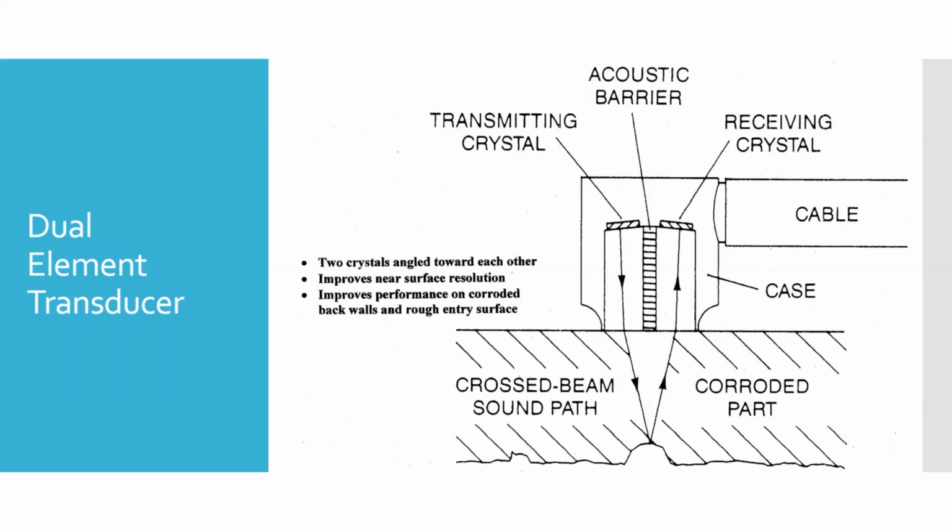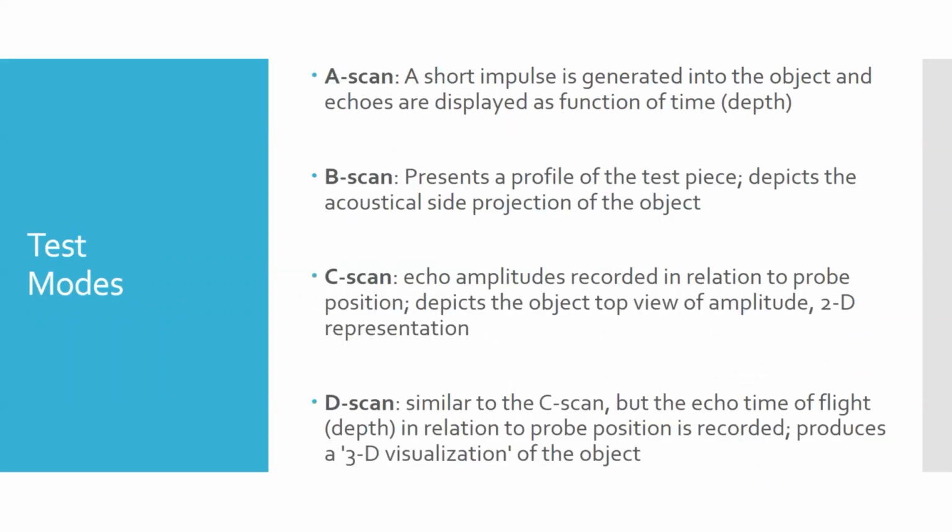So with any of these probes, depending on the equipment you have, your equipment may or may not be able to display in these 4 different scan modes. So A scan is we send a pulse into an object, and echoes are displayed as a function of time. We get a depth essentially. This is what we're going to be doing. We have A scan capable equipment.